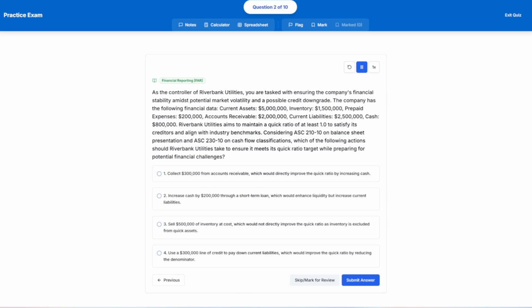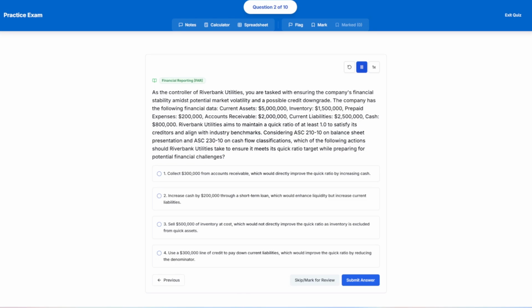Riverbank Utilities aims to maintain a quick ratio of at least 1.0 to satisfy its creditors and align with industry benchmarks. Considering ASC 210-10 on balance sheet presentation and ASC 230-10 on cash flow classifications, which of the following actions should Riverbank Utilities take to ensure it meets its quick ratio target while preparing for potential financial challenges?